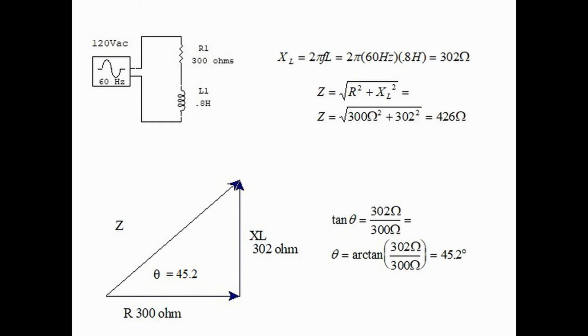Now what we need to do is calculate the impedance Z. We use the Pythagorean theorem, and we can say that impedance Z is equal to the square root of 300 ohms squared plus 302 ohms squared, and that equals 426 ohms. We can find the phase angle by saying that tangent theta is equal to 302 ohms divided by 300 ohms, or that theta is the arctangent of 302 ohms divided by 300 ohms, that equals 45.2 degrees.